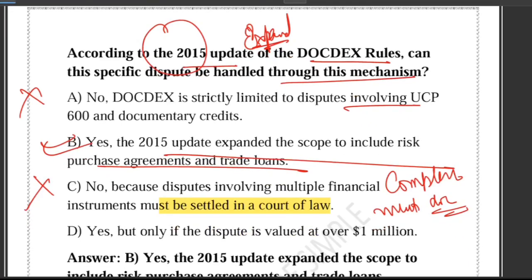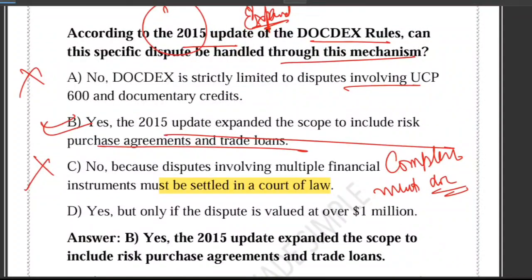Yes, but only if the dispute is valued at over $1 million. What do you think about D? This is also wrong. There is no minimum or maximum value limit in DOCDEX. There is neither minimum nor maximum value limit in the DOCDEX rules, right?